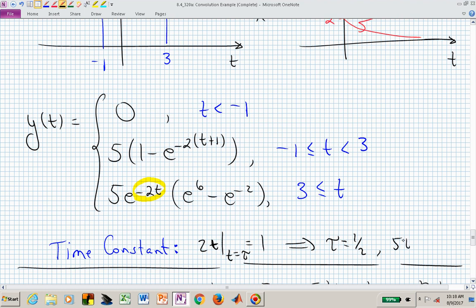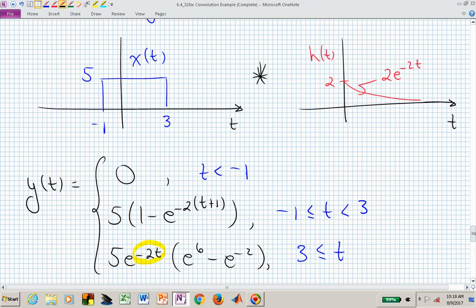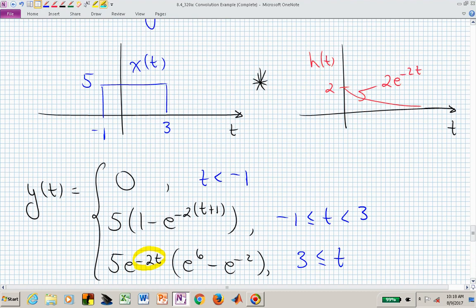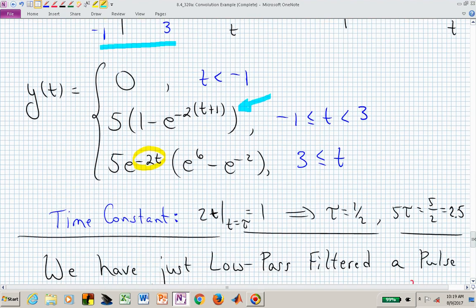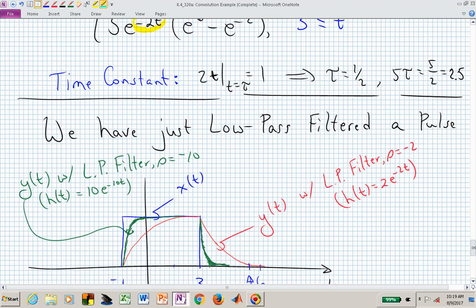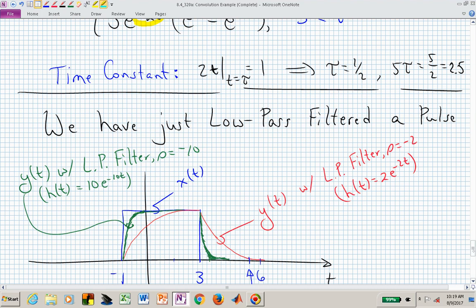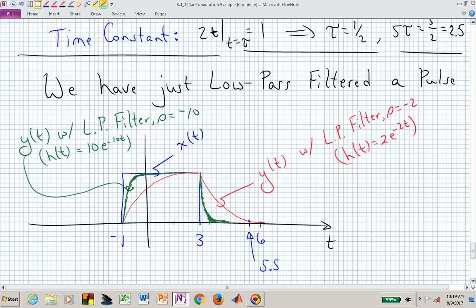Or in 5 tau, which is 5/2, or in 2.5 units of time, we will have reached essentially a steady state. And in this case, this particular pulse is on for 4 units of time. So in that duration, we will actually get up to close to being equal to 5 if you look at this particular part of y of t. And if we sketch that, then that's what I'm sketching in red. Here is our pulse waveform, x of t. That's on from -1 to 3.